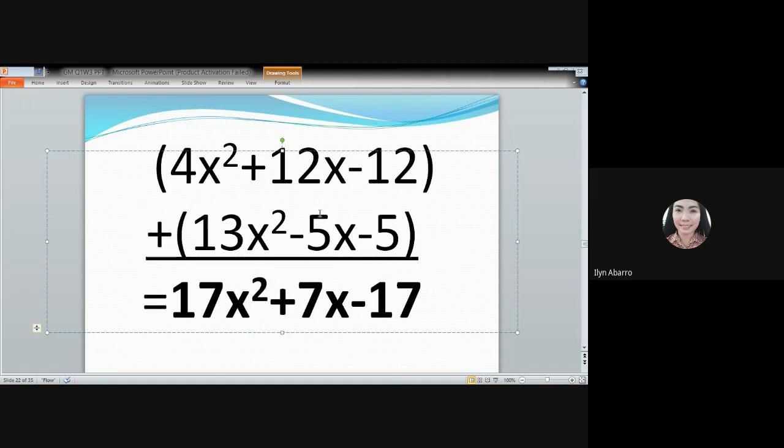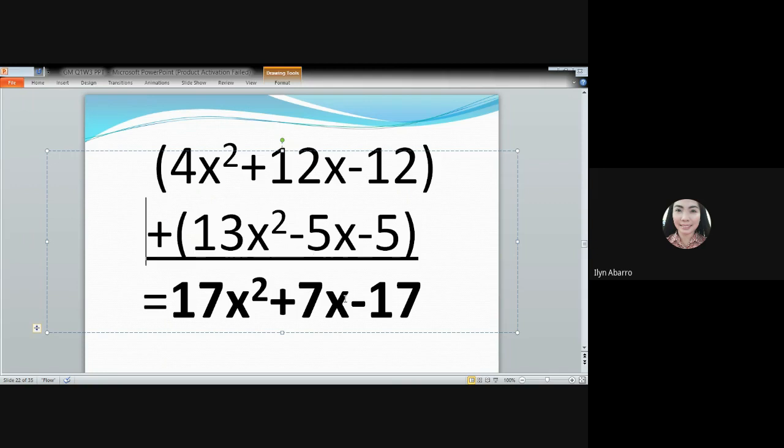Okay? And then next, the other similar terms are 12x and negative 5x. 12 plus negative 5, these are unlike signs, so we will subtract. 12 minus 5, that is 7.